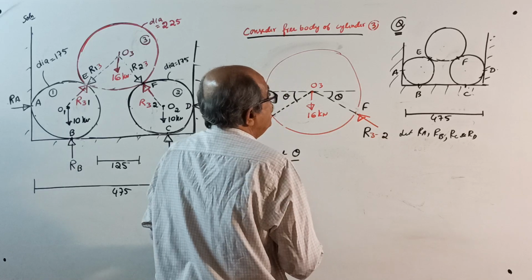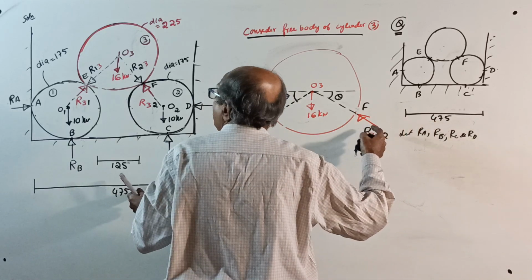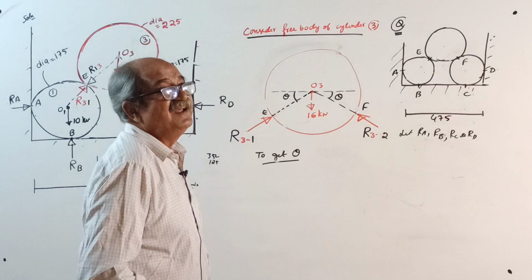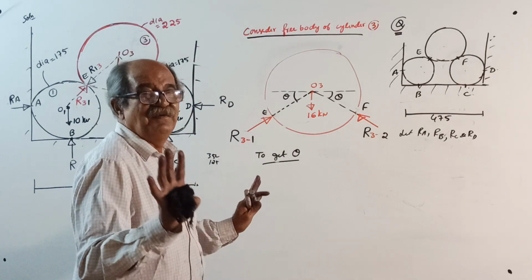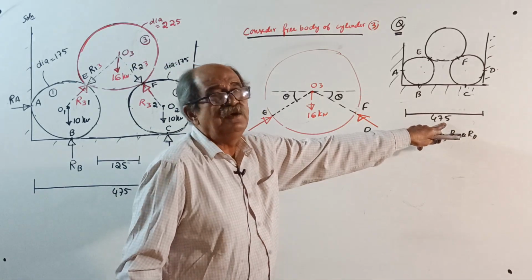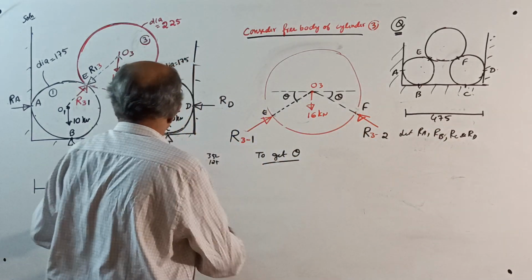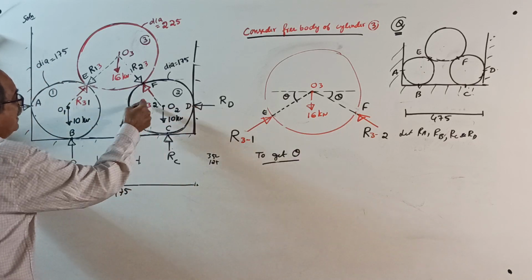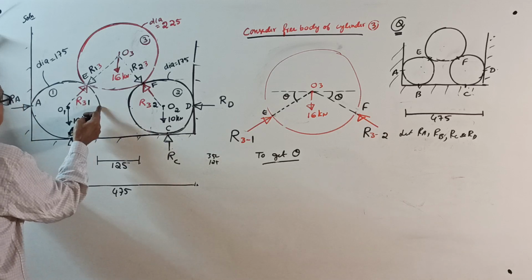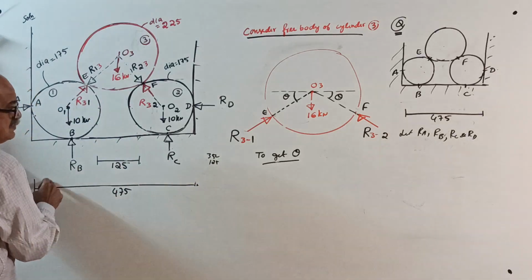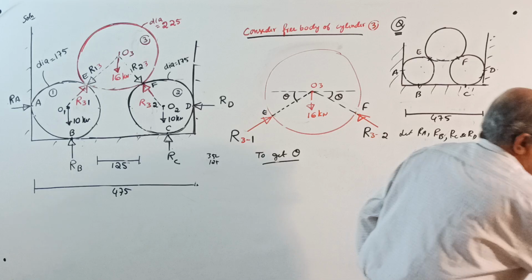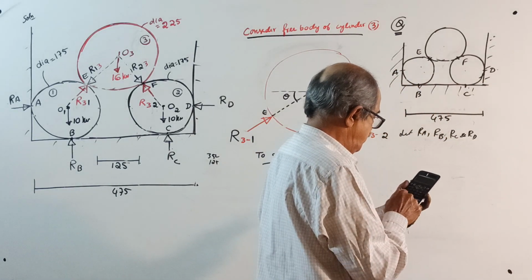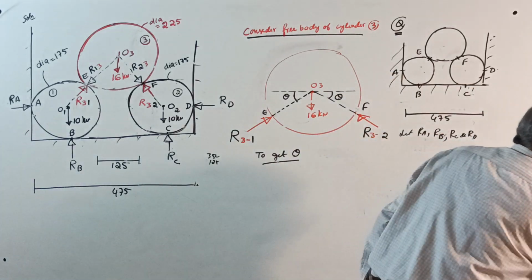First of all, if 300 is given, 175 twice is itself 350. How can you fit the cylinder? So therefore, the question is changed. In the question, make it 475 millimeter. See, this is 475. This dia is 175. This dia is 175. From 475, subtract diameter 175 twice. 475 minus 175 into 2 is 125 millimeter.